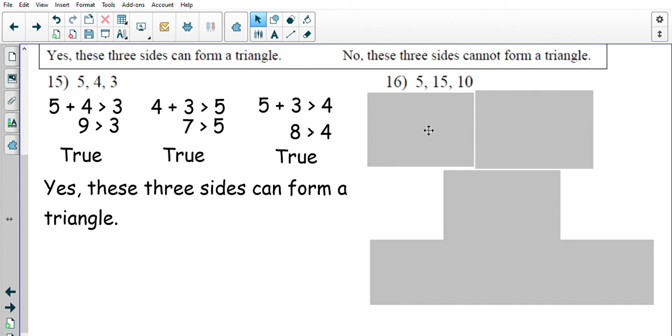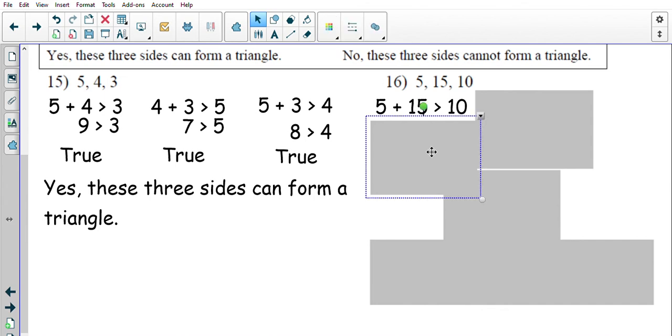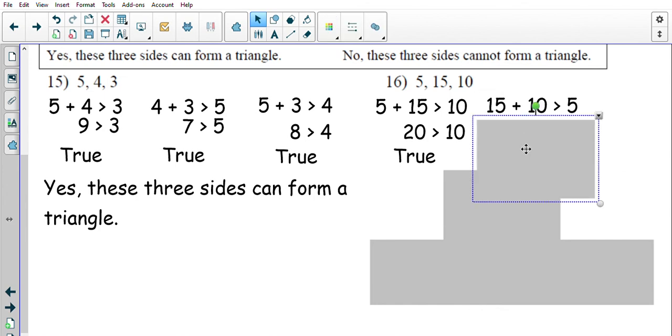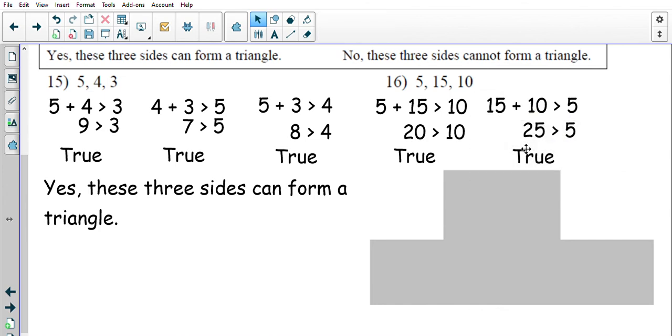Let's try number 16. So we've got 5 plus 15 is greater than 10. That gets us 20 is greater than 10, which is true. Then I did 15 plus 10 is greater than 5. That gets me 25 is greater than 5, also true.